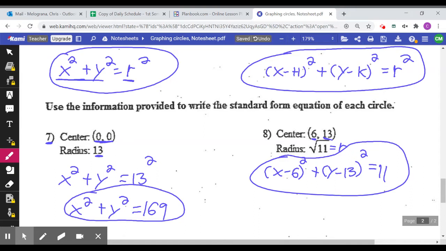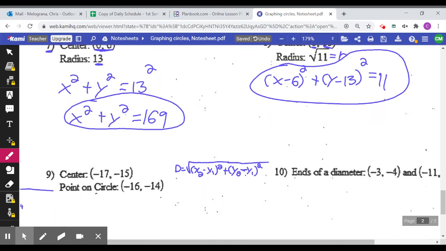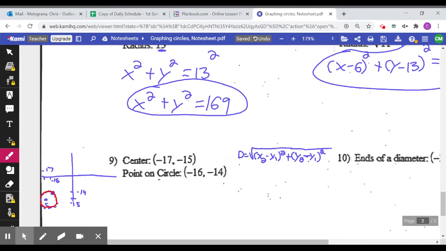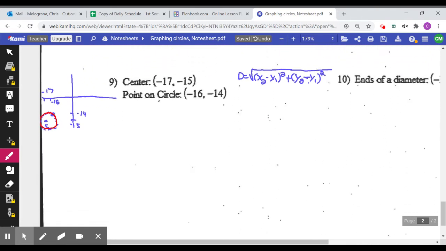All right, now 9 and 10, we're going to do a little bit more work, but the main thing to get out of 7 and 8 is once you have the center and the radius, you just plug them into these kind of formulas, I guess you could say, for the standard form. All right, let's take a look at 9 and 10. It's going to take a little bit more work. All right, let's zoom in here.